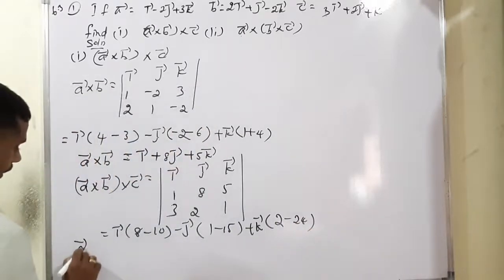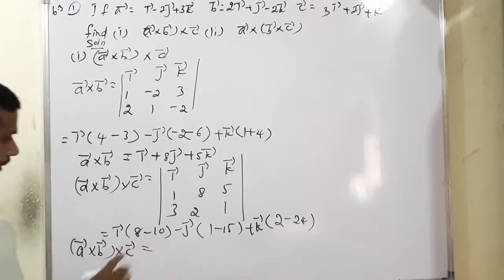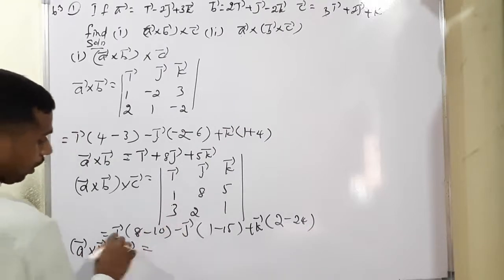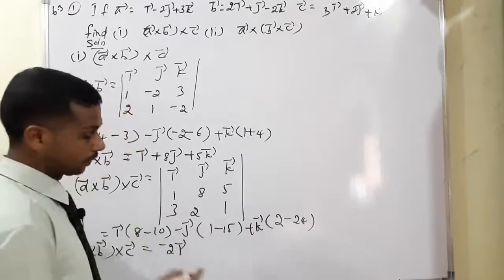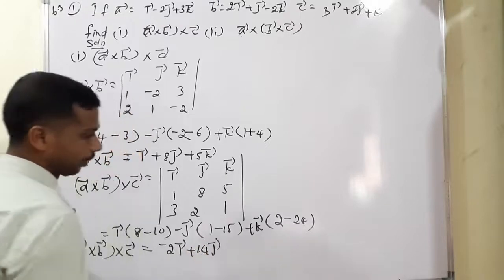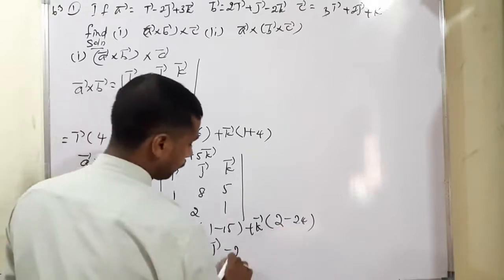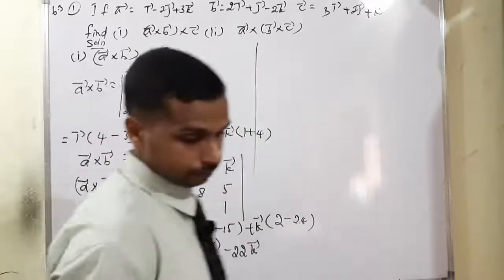Therefore, A vector cross B vector cross C vector is equal to 8 minus 10, minus 2, minus 2i vector; 1 minus 15, minus 14, already a common minus, therefore we can write positive 14j vector; 2 minus 24 means minus 22k vector. Now, the next condition.